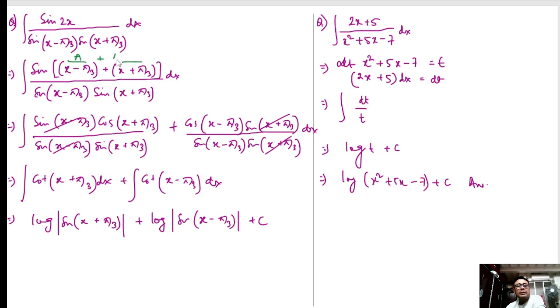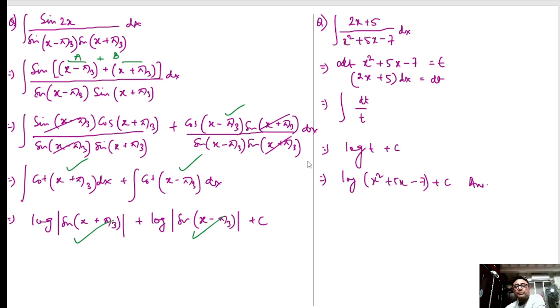And this is looking like sine a plus b, sine a cos b plus cos a sine b. So these cut out, these cut out. What remains is cot x plus pi by 3 and cot x minus pi by 3. Integration of cot x is log sine x. So here we have written that is the answer of this sum.